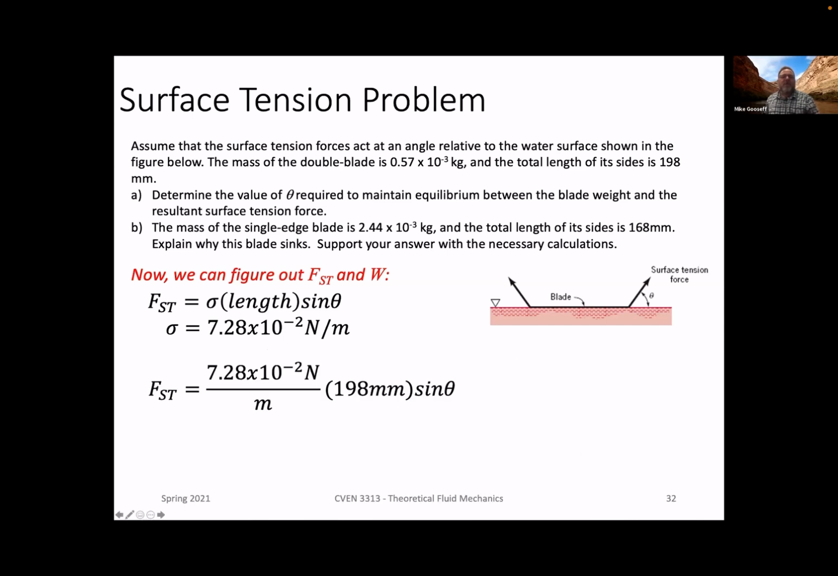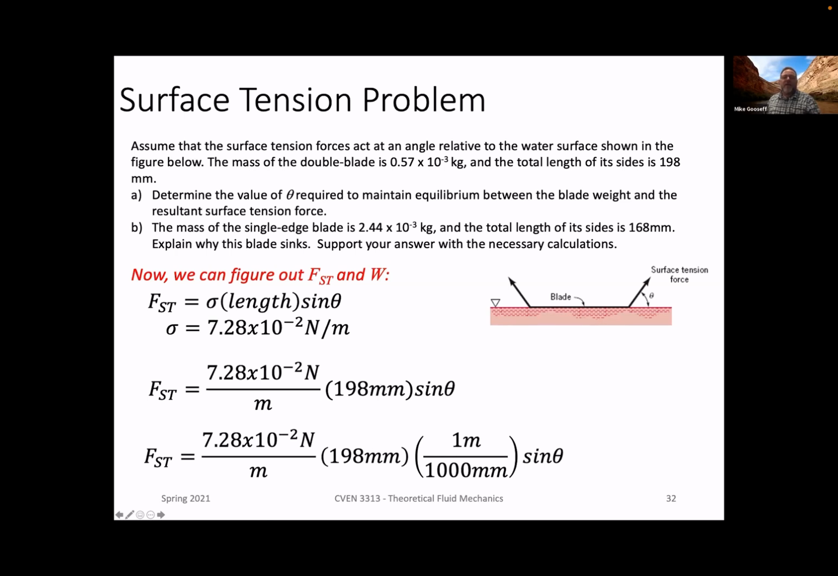So the surface tension force is 7.28 times 10 to the minus 2 newtons per meter. We multiply by, in this case, the length that's interacting with the water, which is 198 millimeters as given, and then sine of theta. Remember, theta is what we're looking for. Now we need to take the step of figuring out the weight.